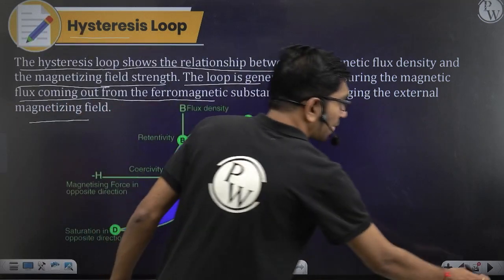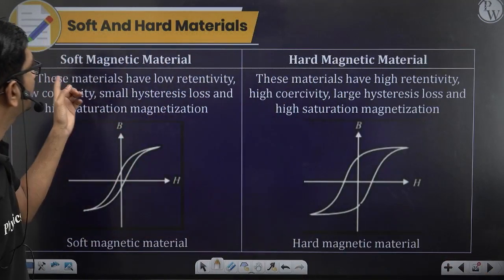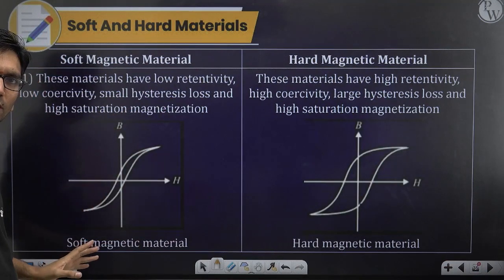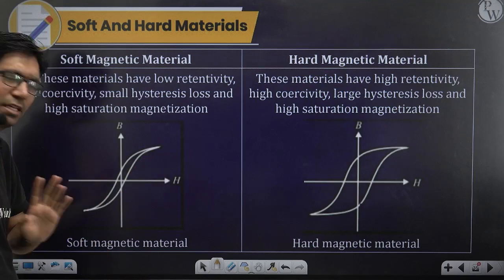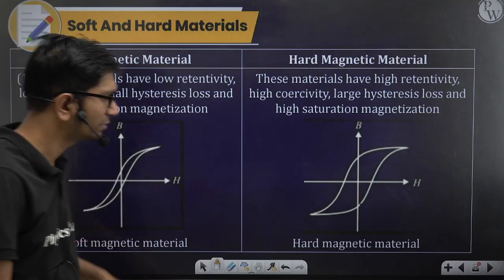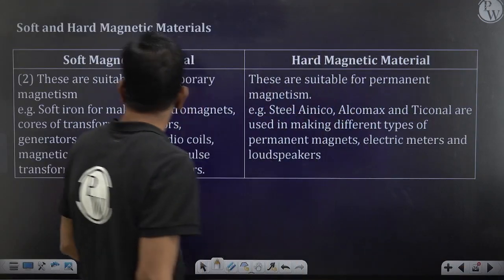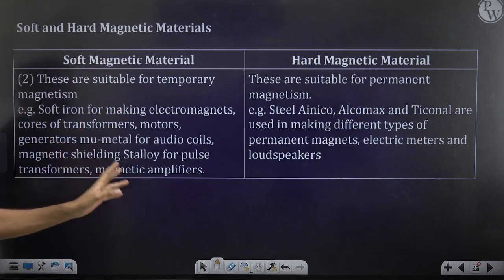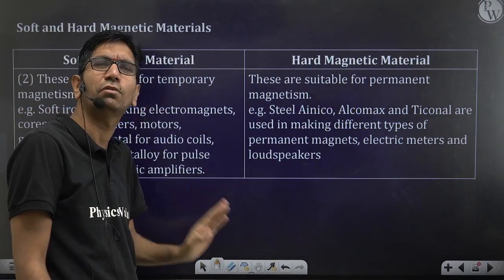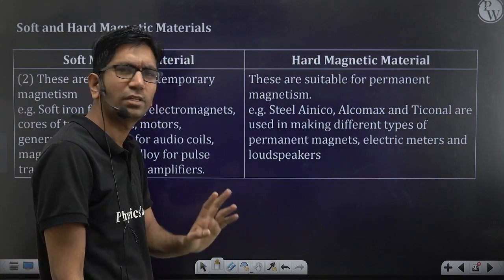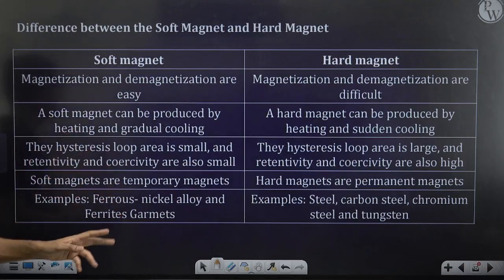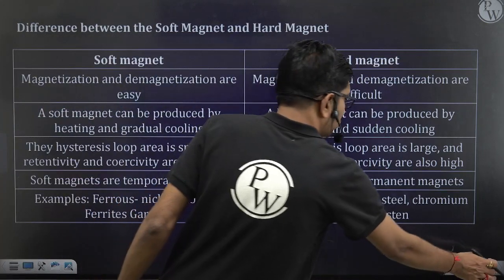Right, beta. So next is soft iron and hard iron, the difference is also here. Mainly you will get the direct question, beta. Go through this: soft iron and hard magnetic material. The difference I have written, each and every point I have covered. Not more than this you would get. Maximum from this you will get, beta. Just go through this.